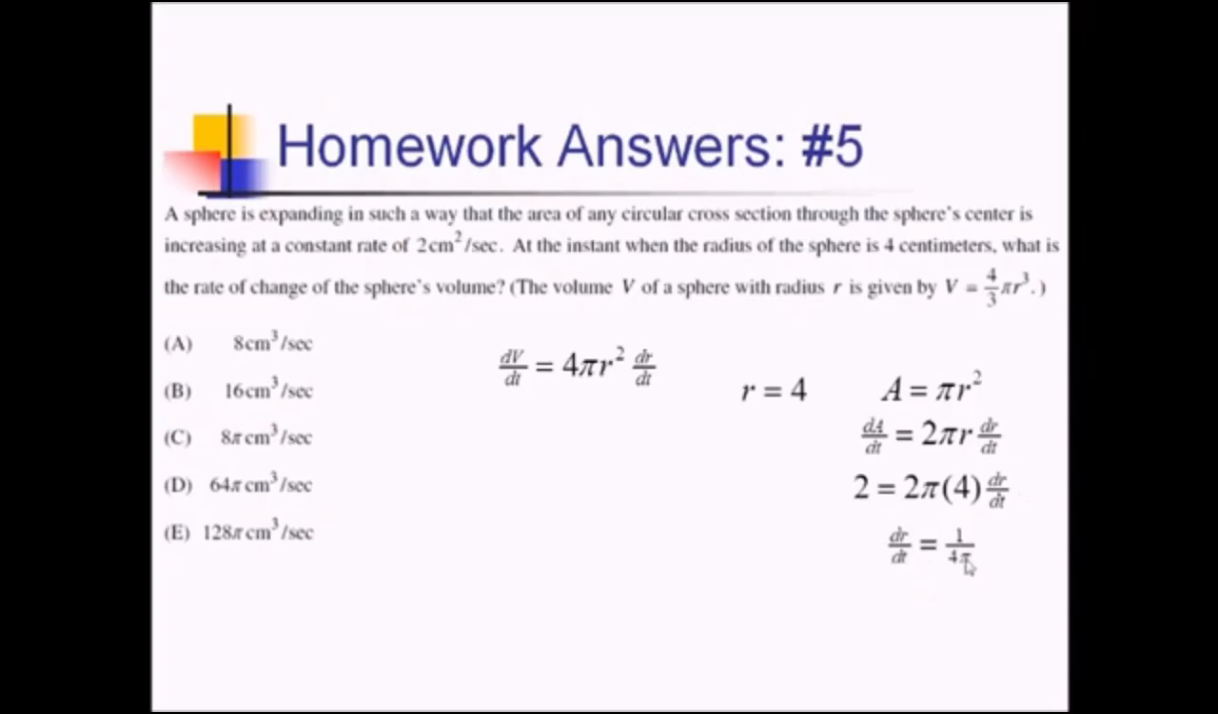Not the prettiest number, but it'll actually work out very nicely when we plug it back in. You'll see, I promise. All right, plugging everything back in. dV over dt, that's what we're trying to solve for, equals 4 pi times 4 squared times 1 over 4 pi. This was a calculator question, however, you don't need one. 4 pi and 1 over 4 pi cancel, so this just comes out to 16, and that's going to be centimeters cubed per second since we're trying to find the rate of change of volume. Choice B.